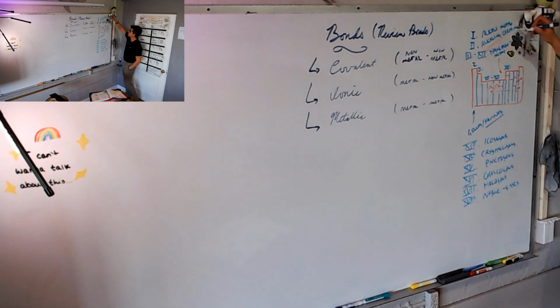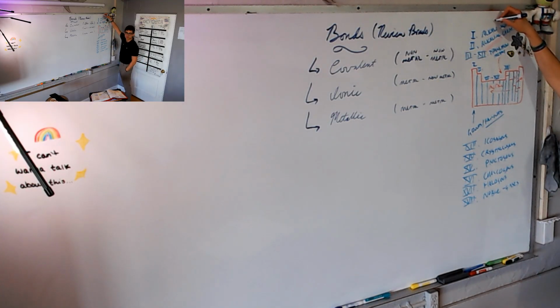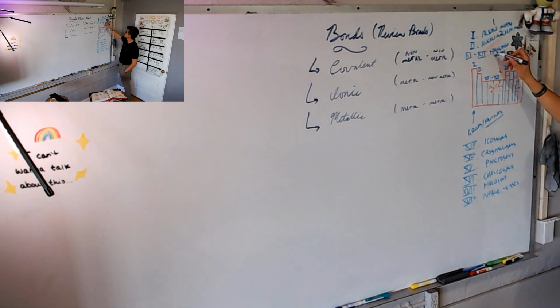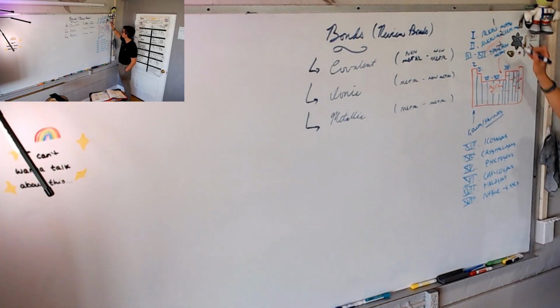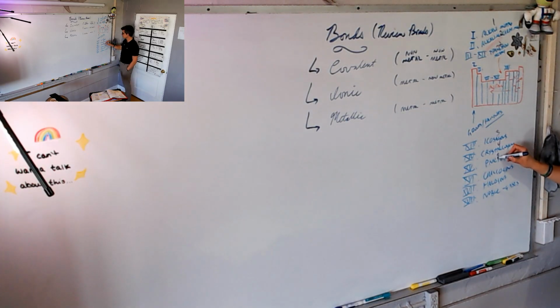So alkali metals, how many valence electrons? 1. How many for alkaline earth metals? 2. How many for transition metals? Usually 2. How many for icosagens? 3. How many for crystallogens? 4. Pnictogens? 5, 6, 7, 8.